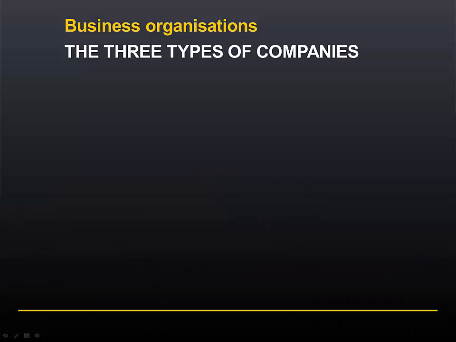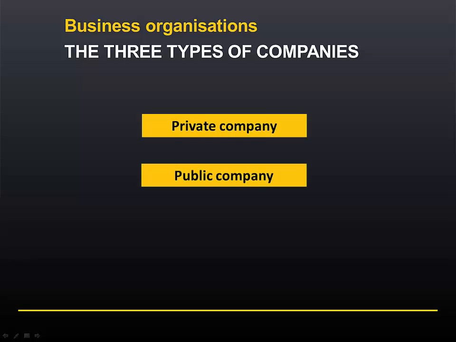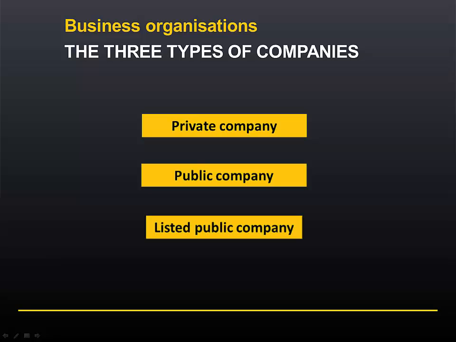Not only are there three types of business organisations, but focusing on companies or corporations, there are three types of companies: private companies, public companies, and listed public companies.